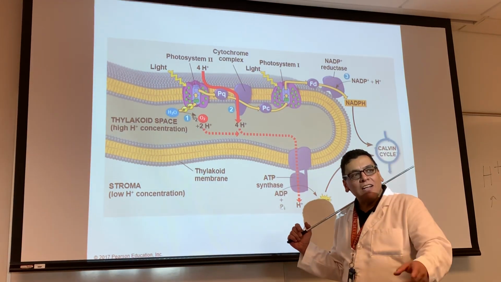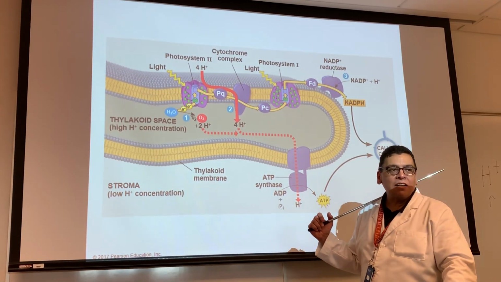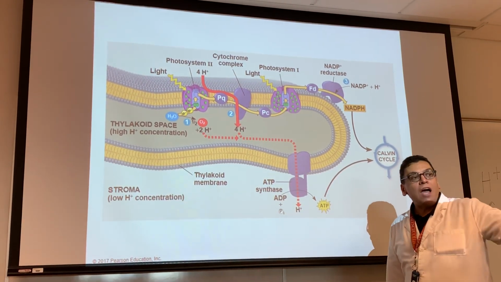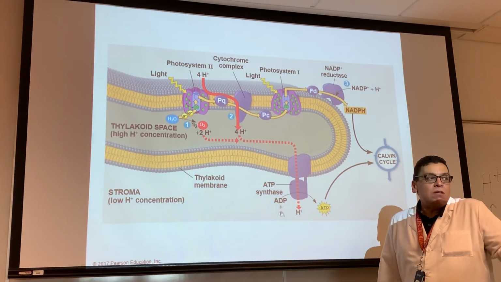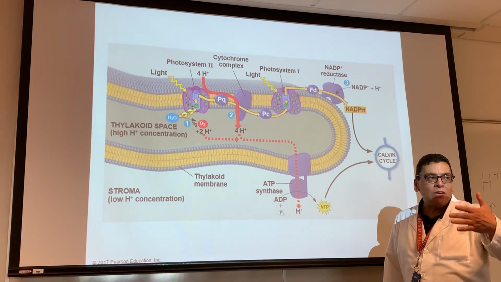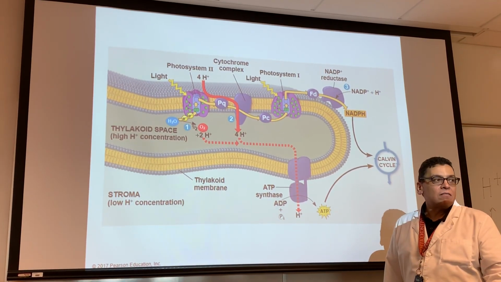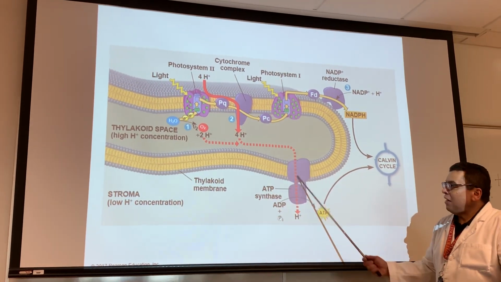Which gradient? Electrochemical gradient. So this is no different than cellular respiration. When you put the hydrogen in the space to activate the ATP synthase, there's no difference here. If you already studied cellular respiration, this should have come to you. It's the electrochemical gradient. You're charging the battery. No difference. So you're charging the battery to activate the ATP.